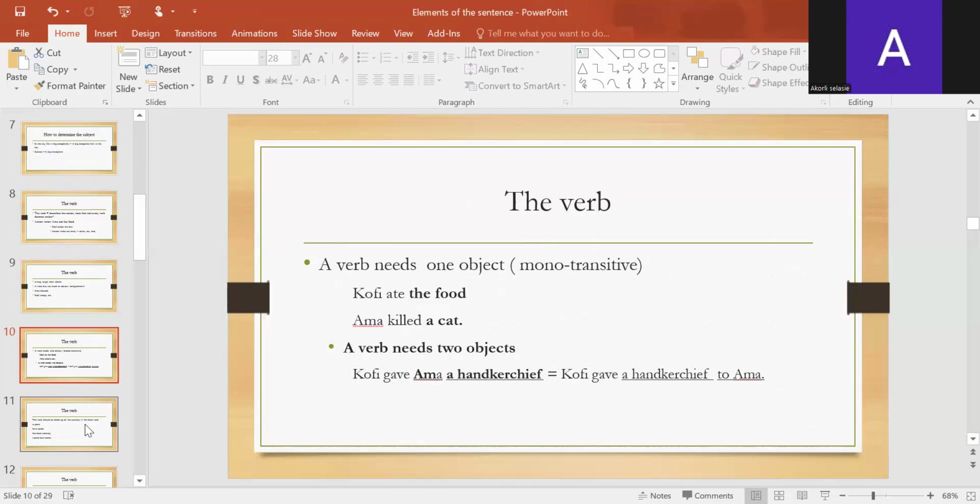Kofi give Amma a handkerchief, or Kofi gave a handkerchief to Amma. So you can see here, Kofi is the subject, and this is a verb. But there are two nouns following the verb, a handkerchief and Amma. So maybe these are ditransitive verbs. I don't want to bother you with technicalities at this point, but just know that there is a category of verbs that will take two objects.